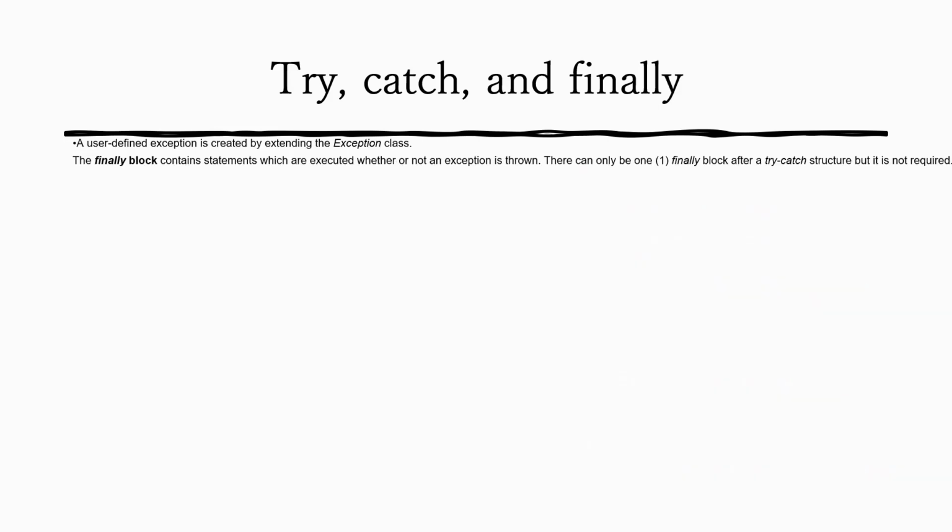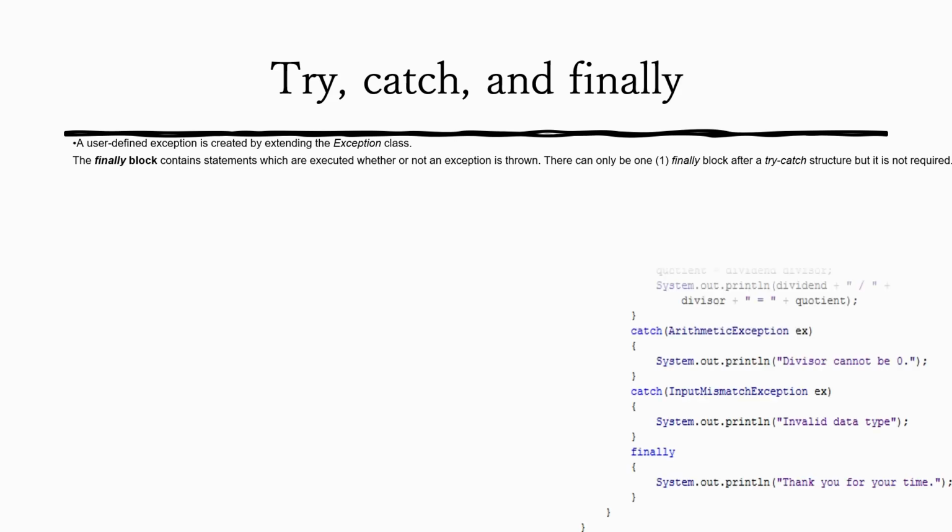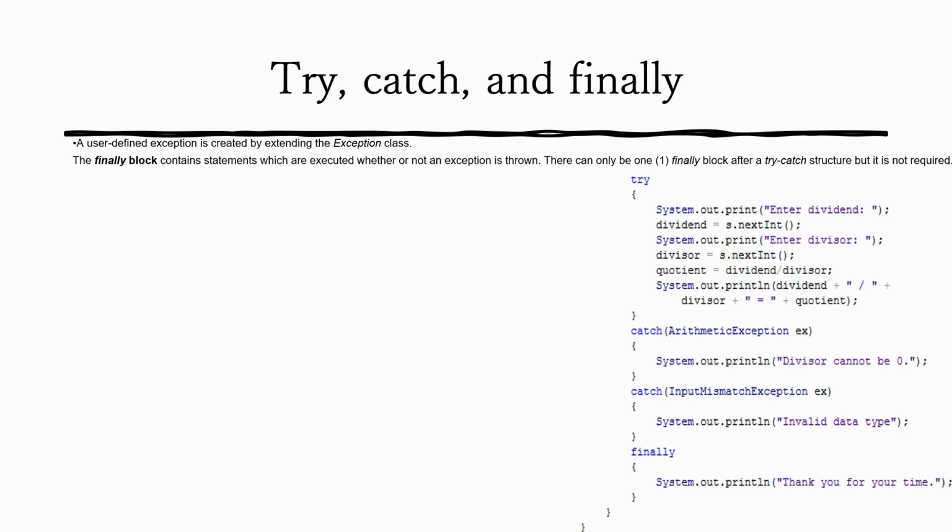A user-defined exception is created by extending the Exception class. The finally block contains statements which are executed whether or not an exception is thrown. There can only be one finally block after a try-catch structure, but it is not required.